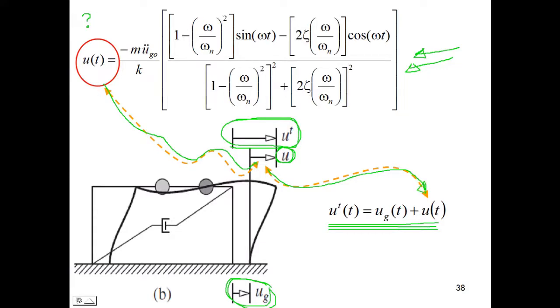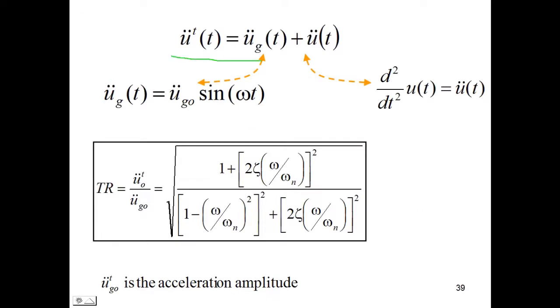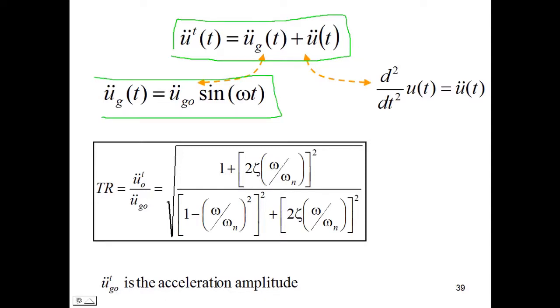The corresponding total or absolute acceleration is given as, where u double dot g of t equals u double dot g naught times sine omega t, and u double dot of t is the second derivative of u of t. It can be shown that ground motion transmissibility is identical to force transmissibility, where u double dot g naught is the acceleration amplitude.